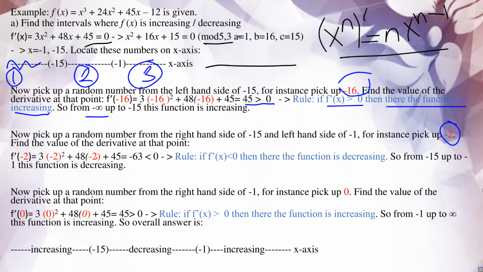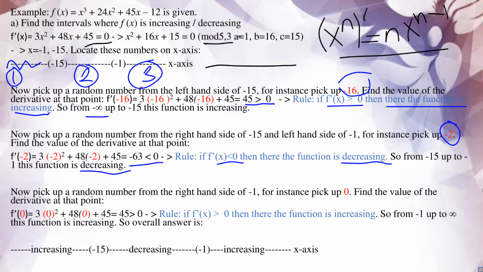3 times minus 2 squared plus 48 times minus 2 plus 45 equals, if you make the calculation, minus 63. Now, this is a number smaller than 0. So the same rule now says if the derivative is smaller than 0, then there the function is decreasing. Okay? But where? From where did I pick up this number? From this interval. Okay, so what I say is this: from minus 15 up to minus 1, sorry, this function is decreasing.